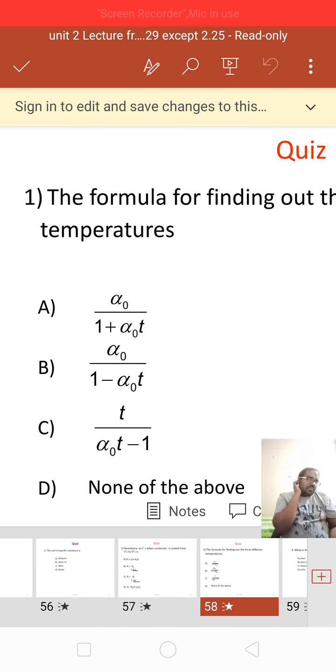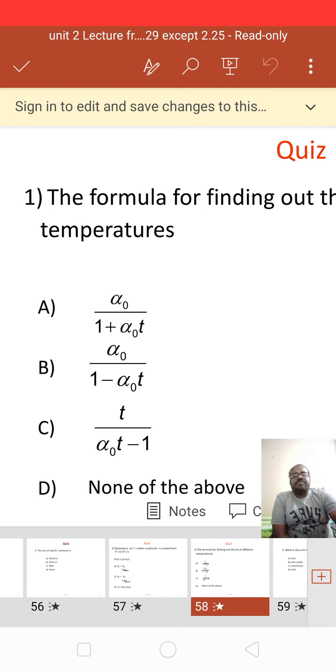The formula for finding out the alpha at different temperatures T is: A, alpha naught by 1 plus alpha naught into T; B, alpha naught by 1 minus alpha naught into T; C, T by alpha naught into T minus 1; D, none of the above. Answer for this particular question is B, alpha naught by 1 minus alpha naught into T.